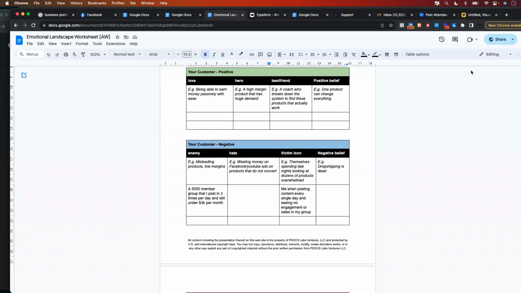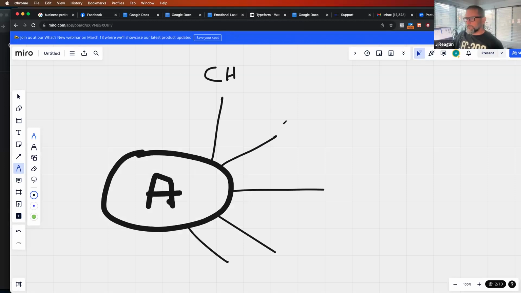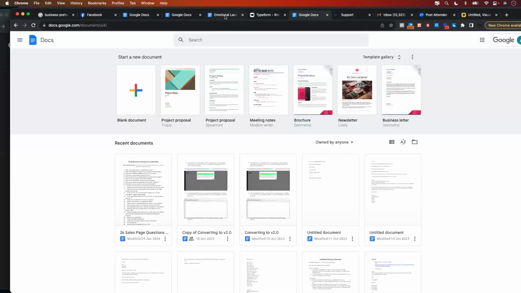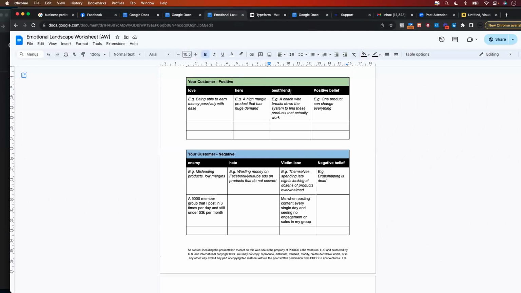Can you copy the ad copy so I can see what it is? The actual ad copy, the whole primary text. Sure. And then let's do enemy, victim icon, negative belief.